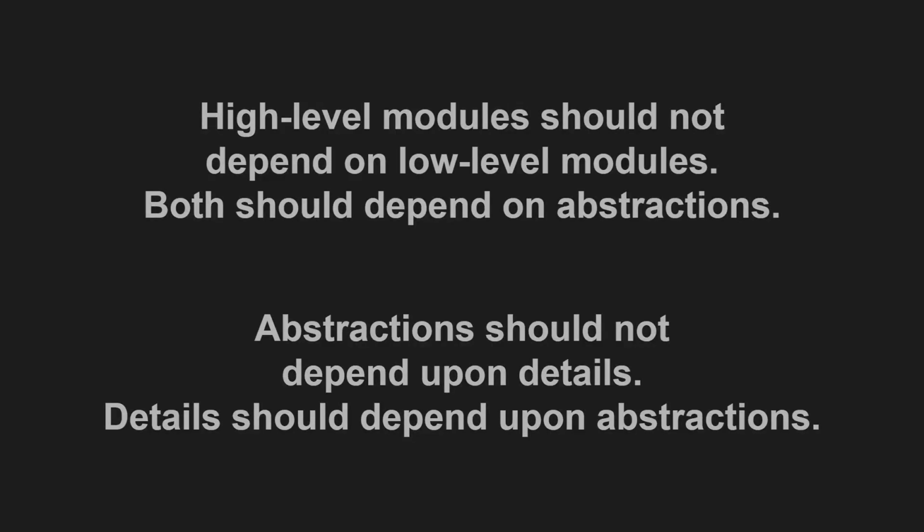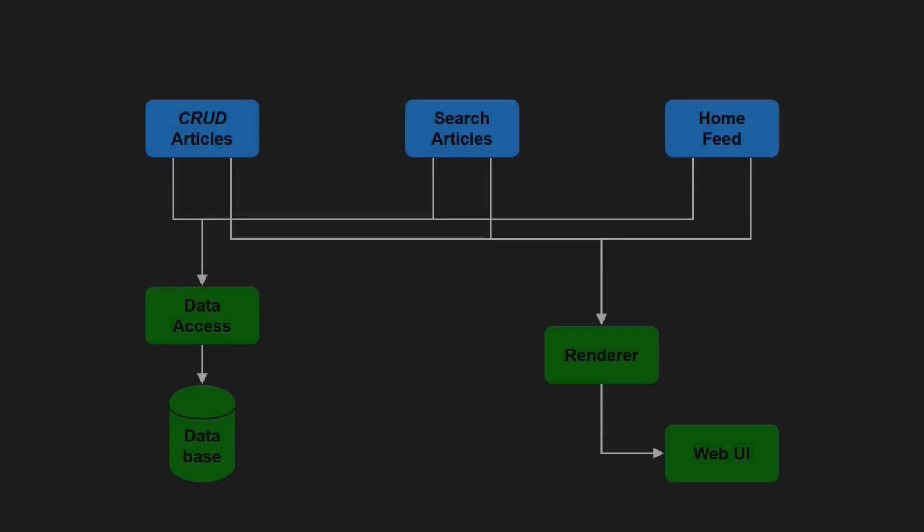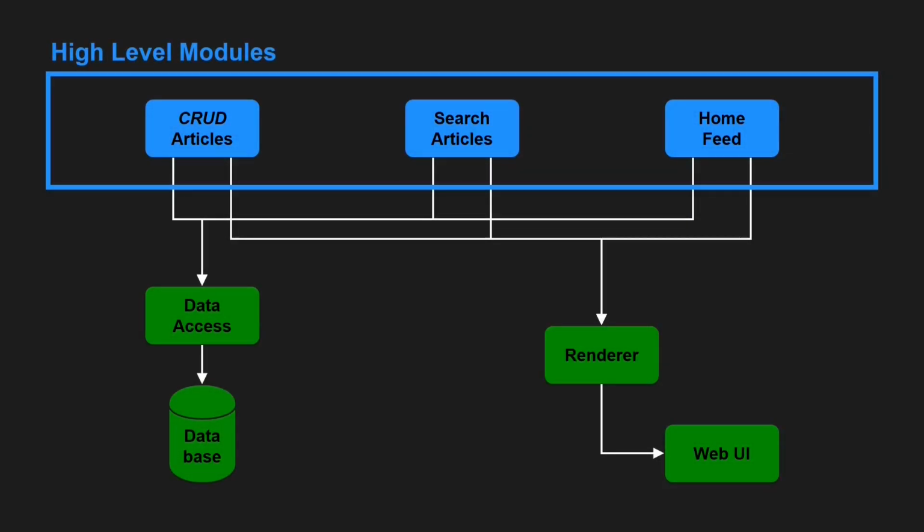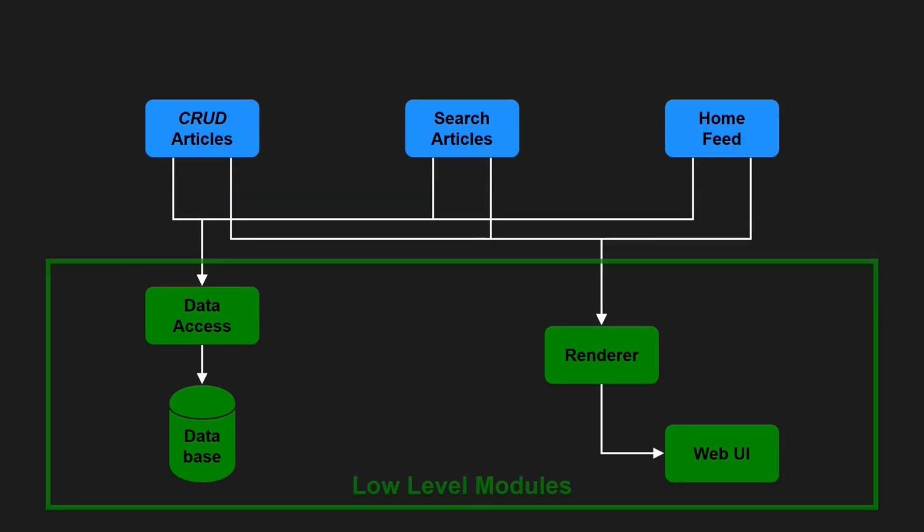But what does that mean? In this context, high-level modules refers to those modules which implement the more abstract, higher-level functionality of our application, which are the business rules. In contrast, low-level modules refers to those modules which implement specific details of the application, the building blocks used to realize the higher-level functionality in a concrete context.